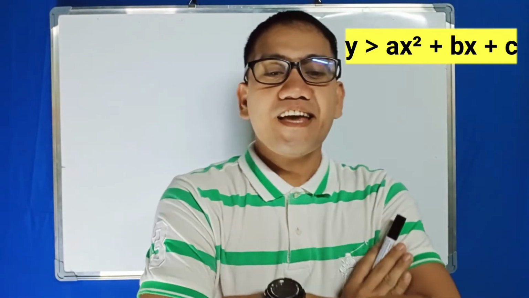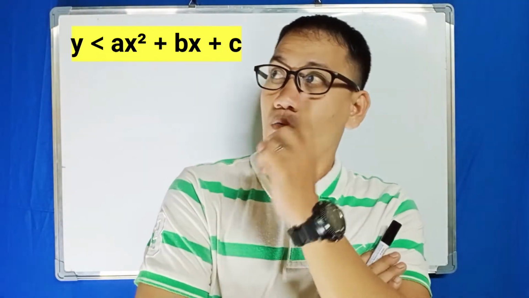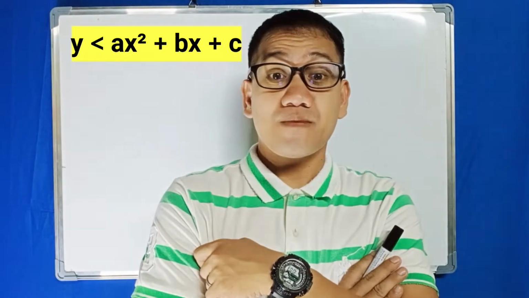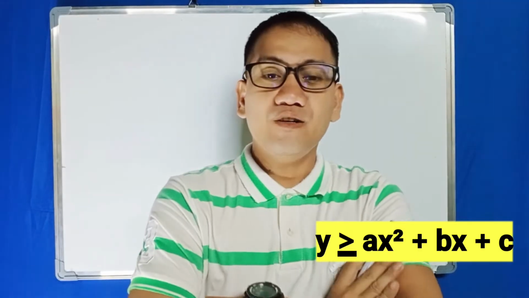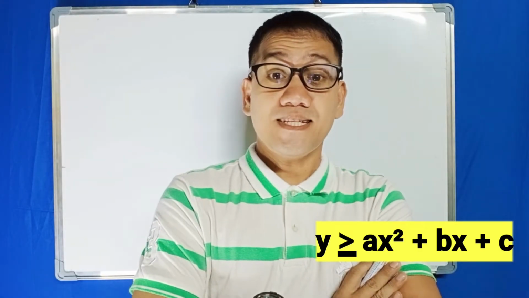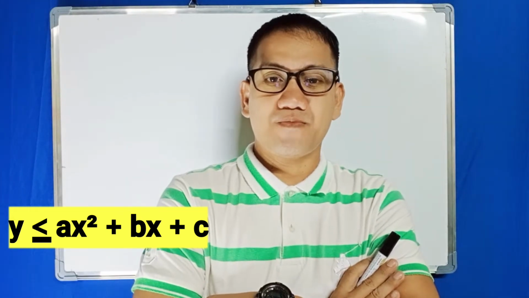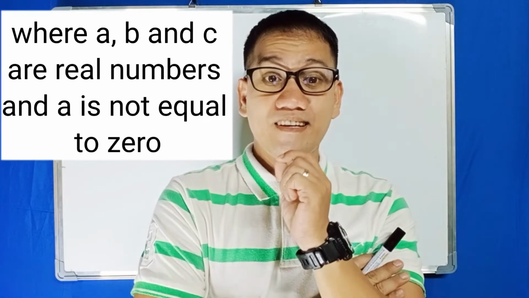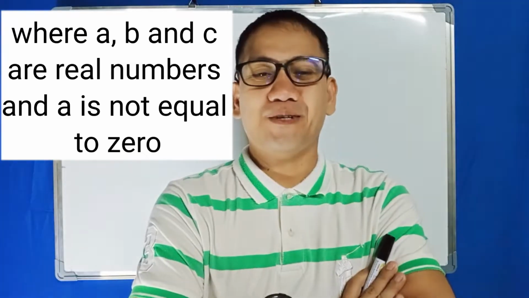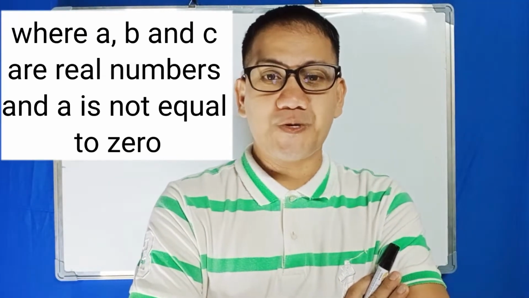y is greater than ax squared plus bx plus c. y is less than ax squared plus bx plus c. y is greater than or equal to ax squared plus bx plus c. And y is less than or equal to ax squared plus bx plus c, where a, b, and c are real numbers, and a is not equal to 0.